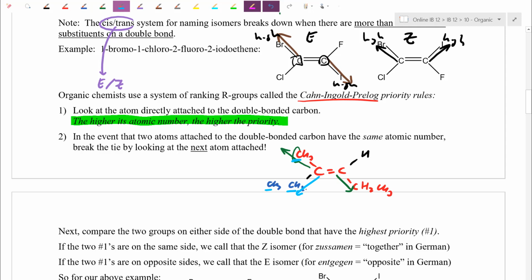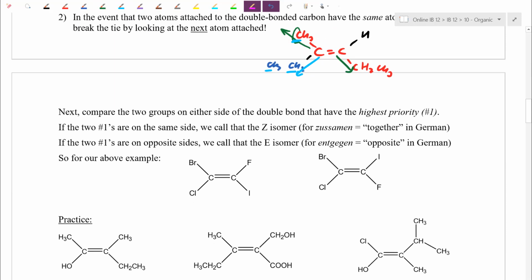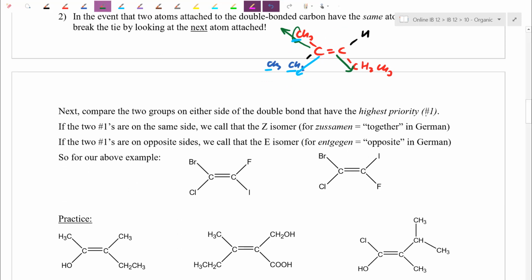And again, as you flip over to the backside, we number the high priority groups 1 here. If they happen to be on the same side, we call it the Z isomer. Z for Zusammen, together. Usually we say this really corny acronym: Z is on the same side, so that you can recognize Z is pointed the same way. Very often, cis is going to be Z, but there are exceptions where sometimes cis is actually the E isomer. So it's best just to go directly to E and Z. It's a little bit more general than cis and trans.